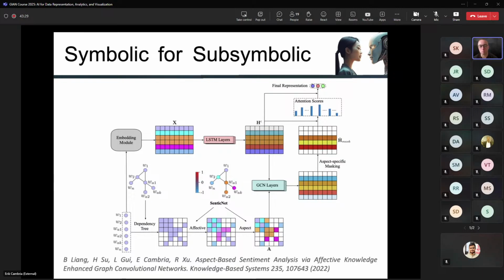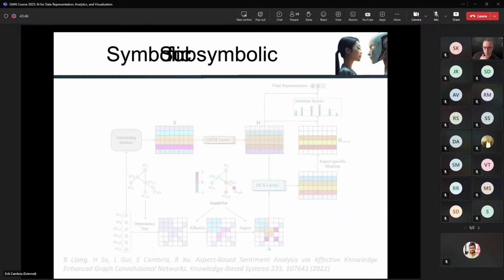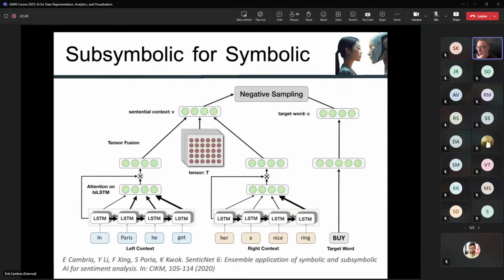Why? Because on top of having all the information that the GCN learned from the training data, you also have this extra knowledge coming from SenticNet, which once again also encapsulates some common sense knowledge. Another thing that you can do is the opposite. You can use a subsymbolic representation to build a symbolic representation.